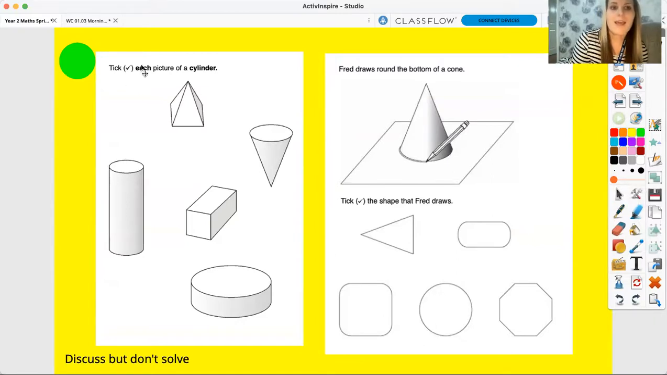So tick each picture of a cylinder. You've got to tick the cylinders and they might look different to what you'd normally expect. As long as they have the same properties, they are still a cylinder. And then here, Fred draws around the bottom of a cone. Tick the shape that Fred draws. So it says bottom, but if you turn the cone upside down, it would then be the top. But what type of face does a cone have? Rectangular, circular, triangular? Who knows? Tick the right shaped face of a cone.